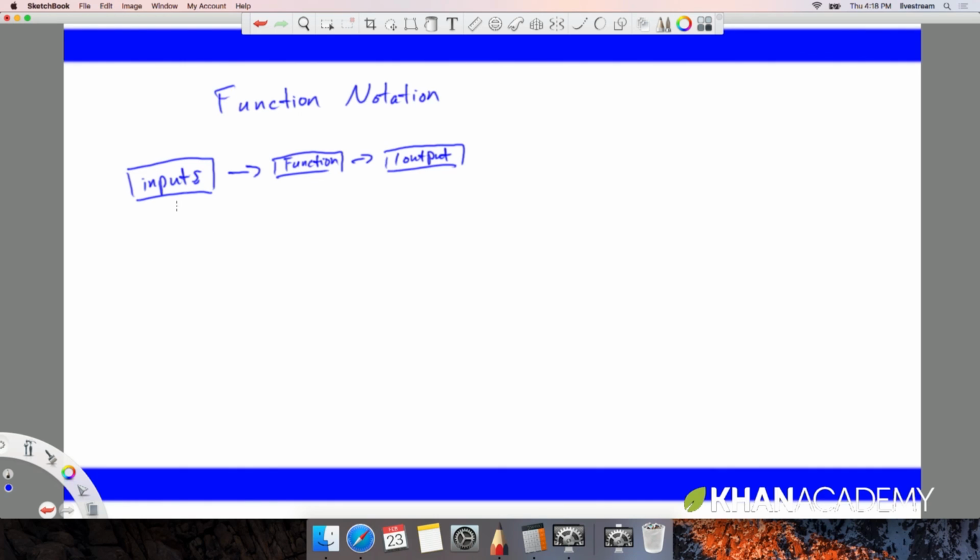Now, a few ways you might see functions notated in the SAT is with something like f of x, or maybe h of x, or you might see a composition of functions where you have f of h of x, and this is also equivalent to this f of h of x. These two expressions are the same thing, just a different kind of notation. Now, let's say, for example, f of x equals x plus 1.